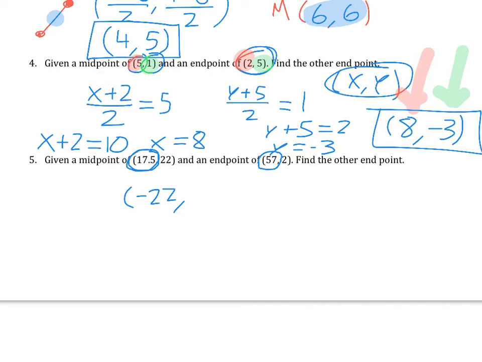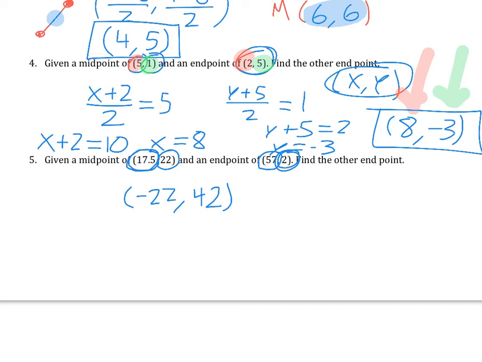Alright, now let's do the y's. How do you get from 2 to 22? That one's a lot easier. To get from 2 to 22, you go up by 20. So then go up 20 again. That takes you to 42. So the answer should be -22, 42.